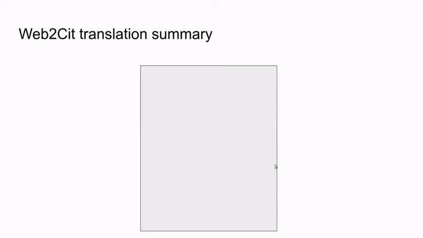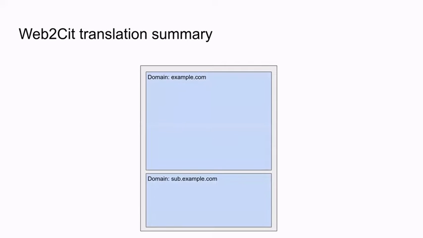So how does Web2Cit translation work? This gray rectangle represents the Web2Cit translation system. And the Web2Cit translation system configuration is divided into website domains. So for example, if we have an article which is at www.example.com/article1, the part www.example.com is the domain of that website. So Web2Cit translation configuration is defined on a per domain basis. So we will have a set of configurations for example.com, and a separate set of configurations for, for example, sub.example.com, and so on and so forth.